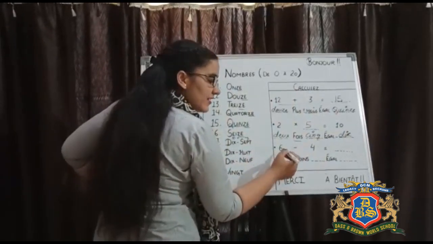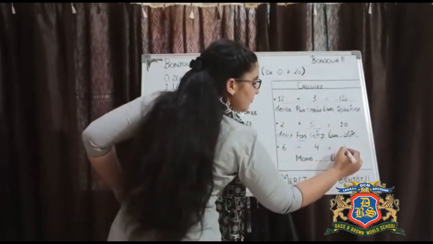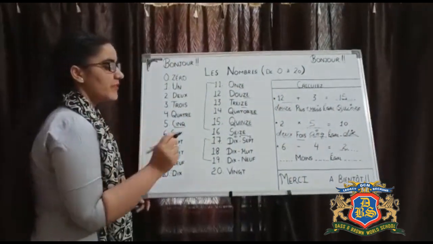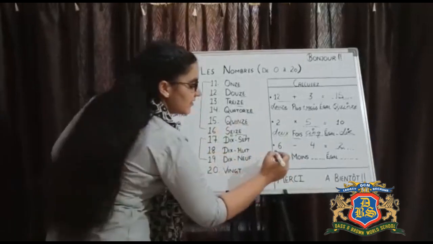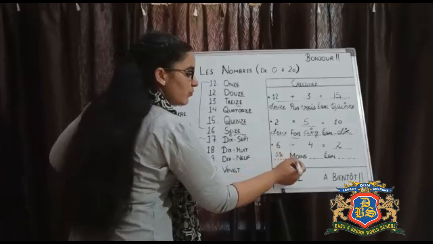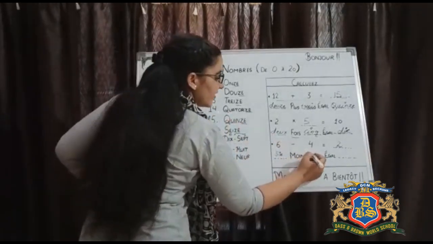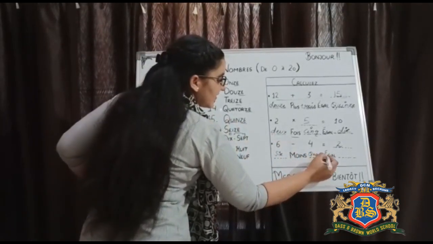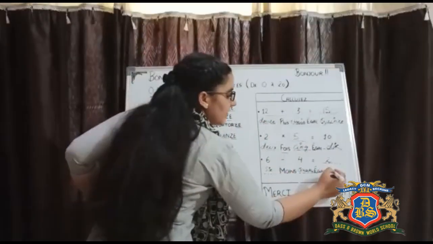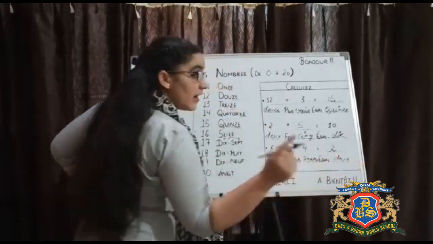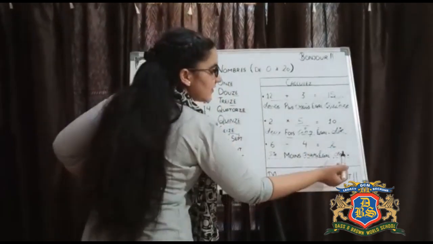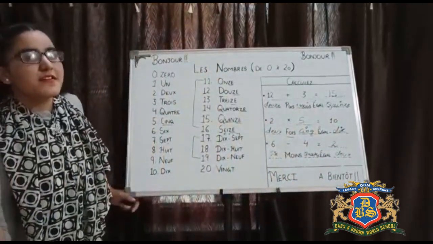Next, in English, 6 minus 4 is equal to 2. Now 6 in French is six. Minus in French is moins, 4 in French is quatre, equals to égale, 2 in French is deux. Again, repeat the same sentence in French. 6 moins 4 égale 2.